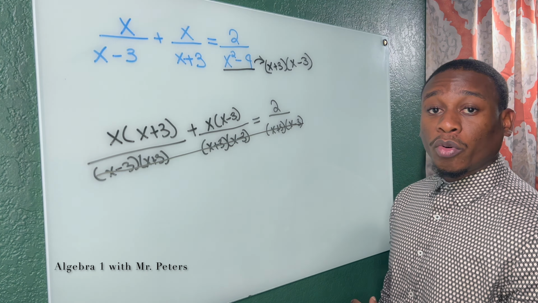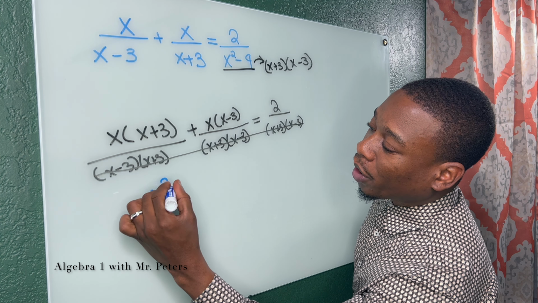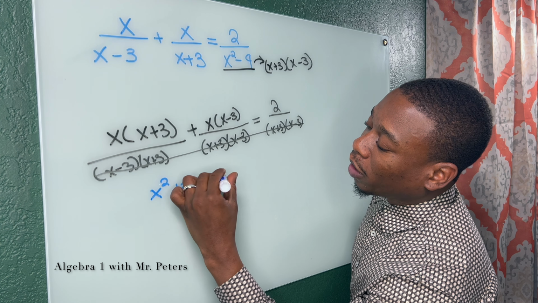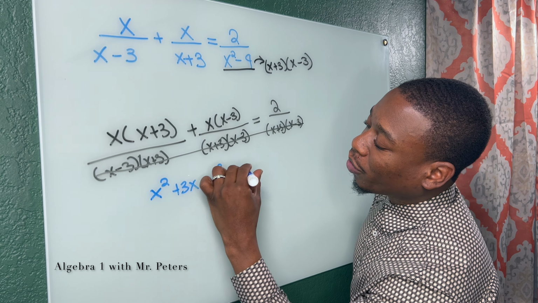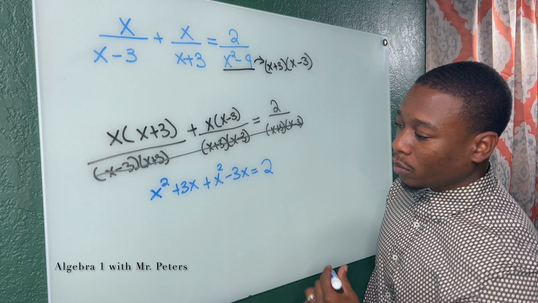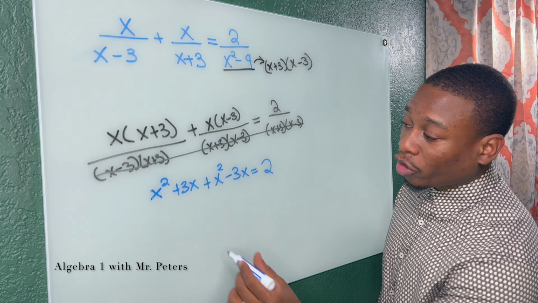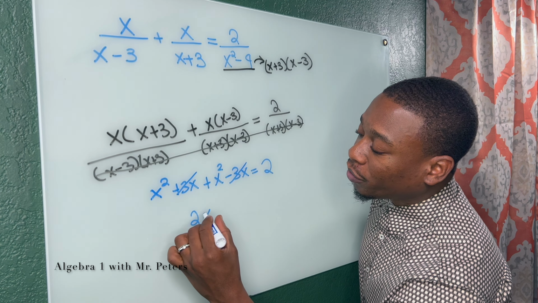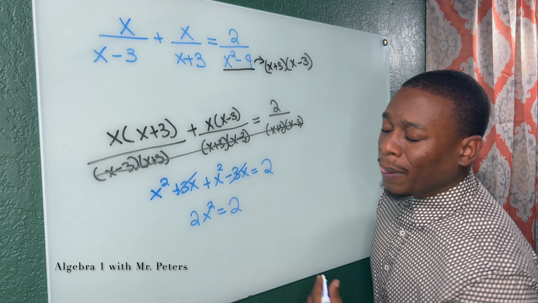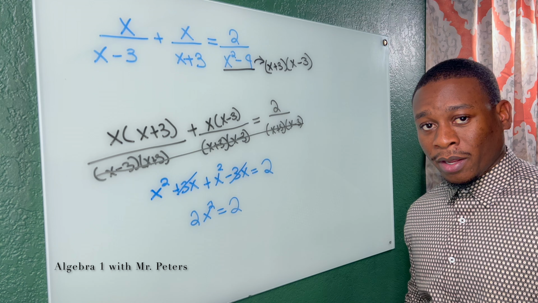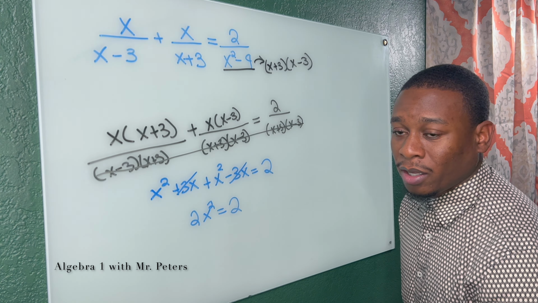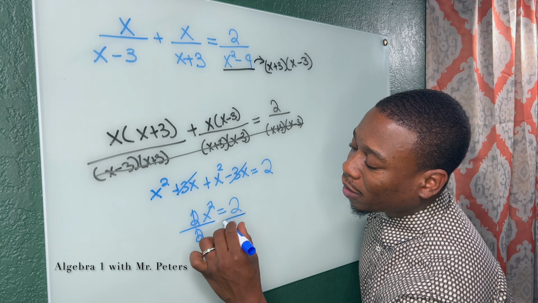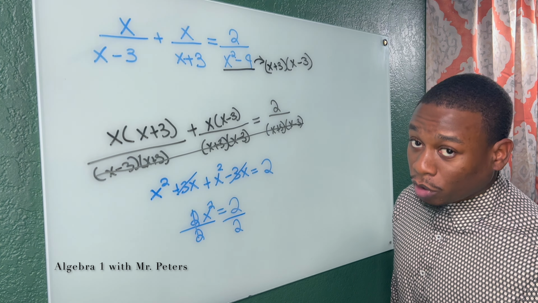So I distribute and I have x squared plus 3x plus x squared minus 3x is equal to 2. And when we combine our like terms, positive 3x and negative 3x are gone. I'm left with 2x squared is equal to 2. And now we're going to use the square root method. When we use the square root method, first we need to make sure that the variable is by itself. And it's typically going to have an exponent of 2.